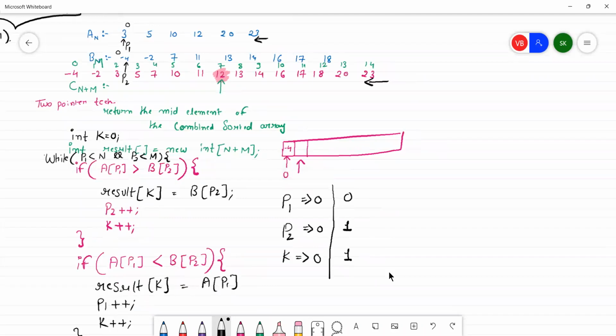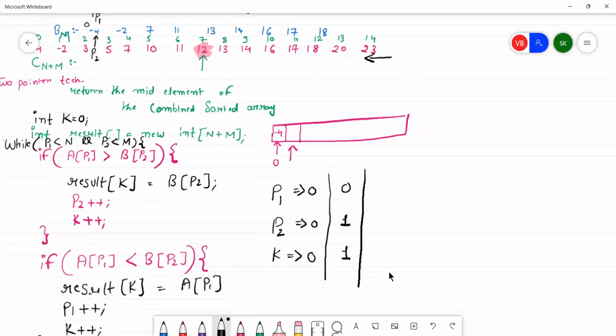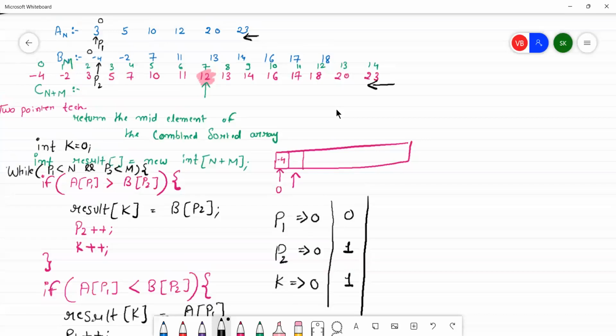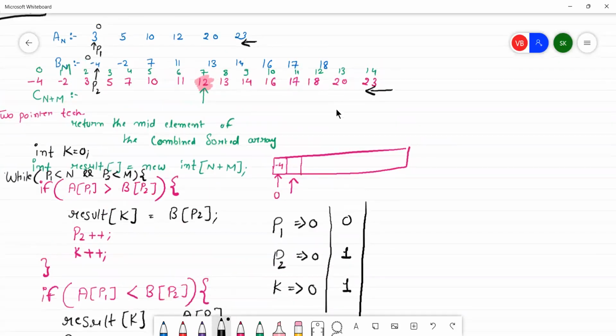Okay. Now on the next step, when again you will compare, which numbers will you compare? You will compare 3 and -2. So which number is smaller, 3 or -2? -2 is smaller. So here -2 will be stored. Again, your P2 will increase to index 2 and your K also will increase to index 2. Your P1 still remains at 0. Clear to everyone?